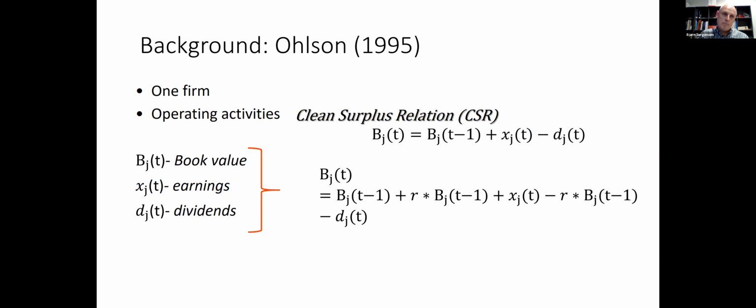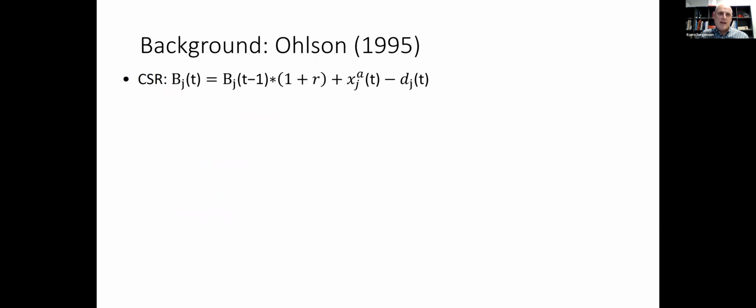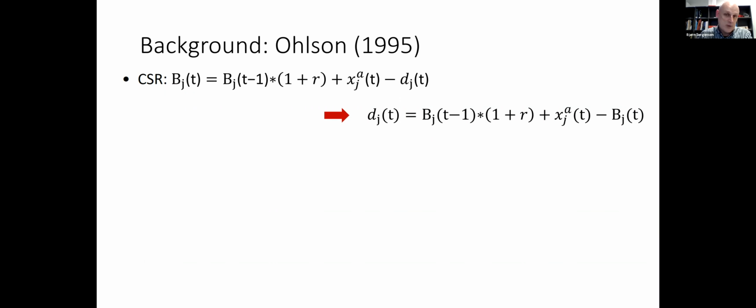And reassembling, rearranging terms like we did before, clean surplus can be expressed in terms of abnormal earnings. And then we can set the clean surplus equation up in such a way that dividends, as we saw, equal the beginning book value at its future value plus abnormal earnings less book value at the end of the period. That's what we see by the red arrow.